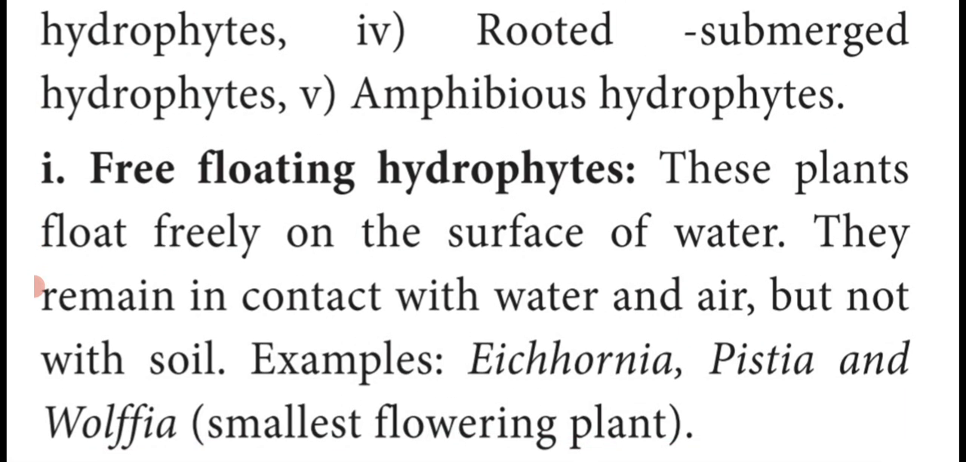First we are going to see free floating hydrophytes. See the first line, the plants which are freely floating on the surface of the water. That means they are in contact with the water and the air, but not with the soil. Underline the word, this is very, very important. Freely floating means they are in contact between the water and the air, but not in the soil. Example, Eichhornia, Pistia and Wolffia. Wolffia is the smallest flowering plant, an important 1 mark question.